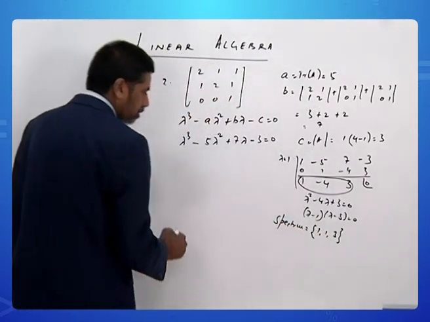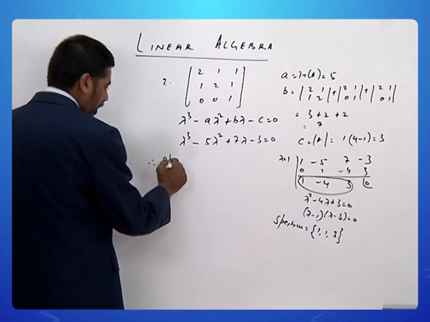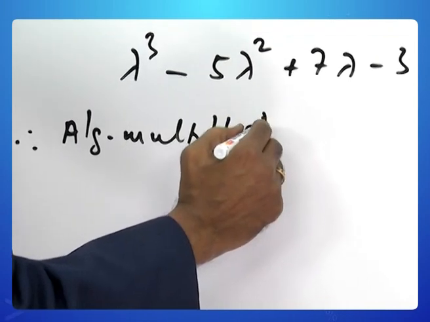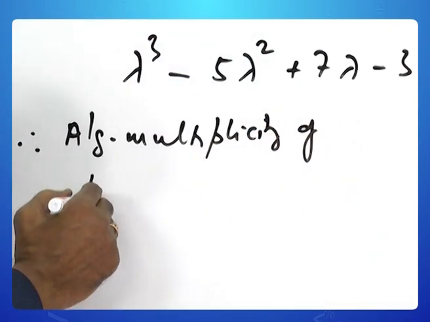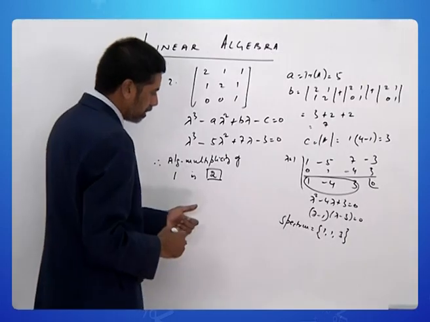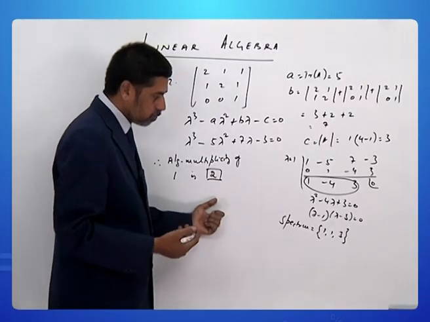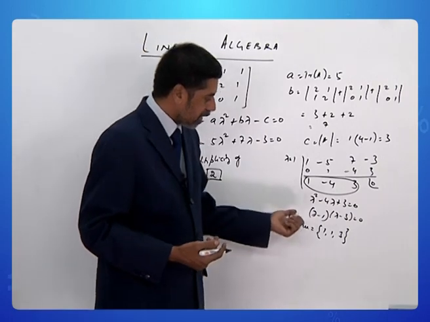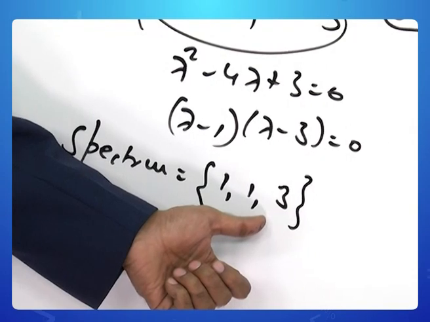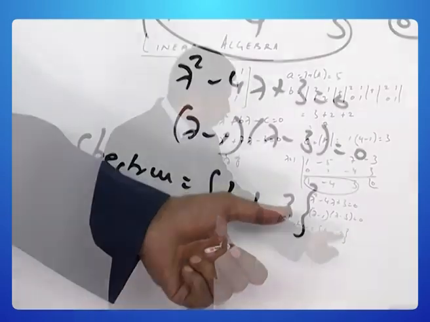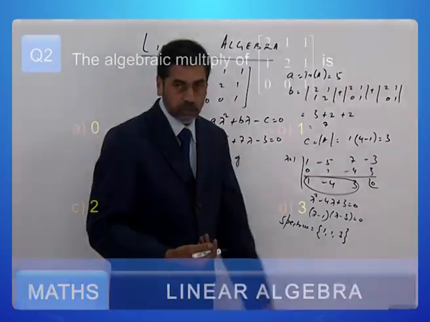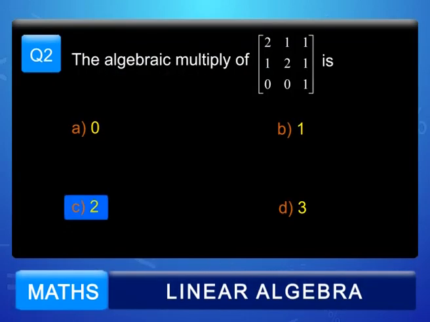repeated twice. Therefore, the algebraic multiplicity of 1 is 2, because this is repeated twice. If the question was what is the algebraic multiplicity of the largest eigenvalue, because 3 occurs only once, then the algebraic multiplicity would be 1 for 3. But for the smallest eigenvalue, it is 2. And the correct option for this problem is C.